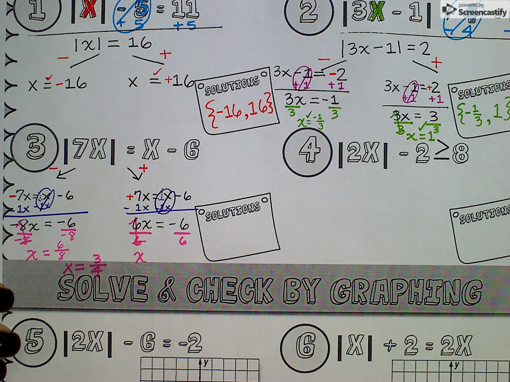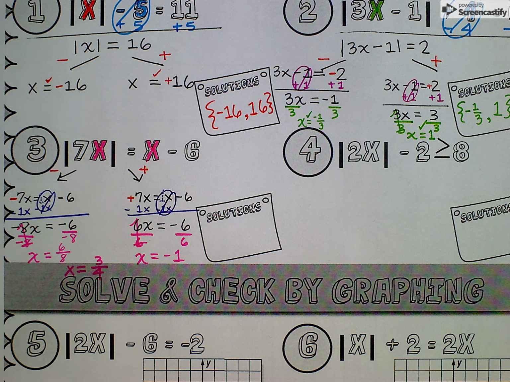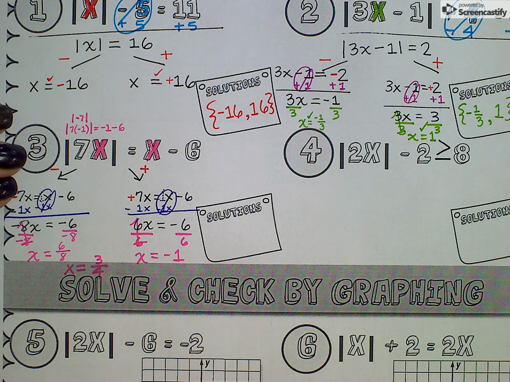Yes, I know you guys hate it, but let's check our answer. It's really important on this one because I have x's on both sides. I need to substitute this negative 1 into both sides. So let's begin. 7 times negative 1 is actually going to give me the absolute value of negative 7 equals negative 7. We already discussed this. We know that the absolute value is distance. Distance cannot be negative, so in that case, negative 1 does not check.